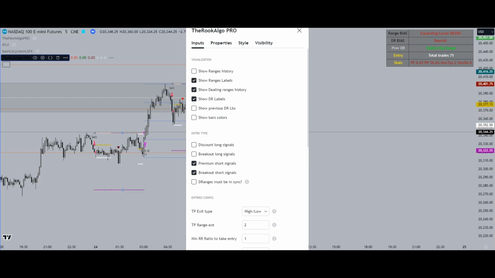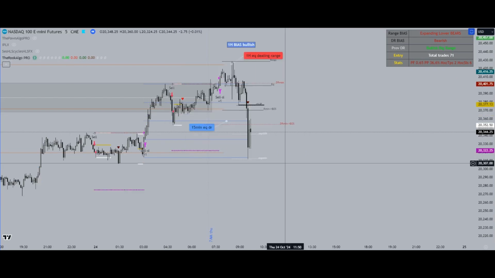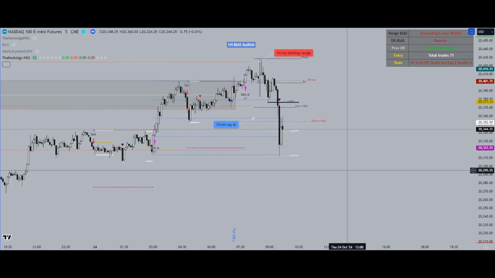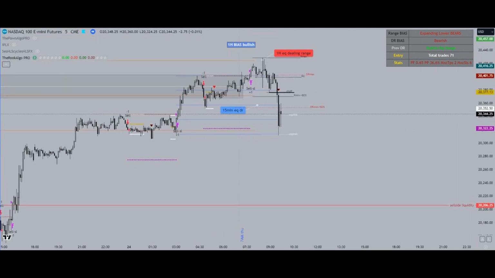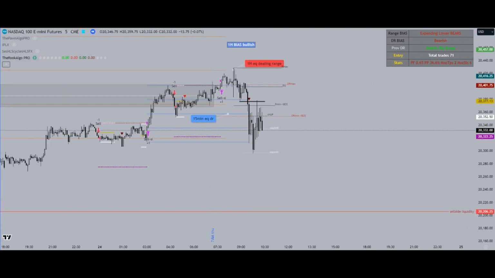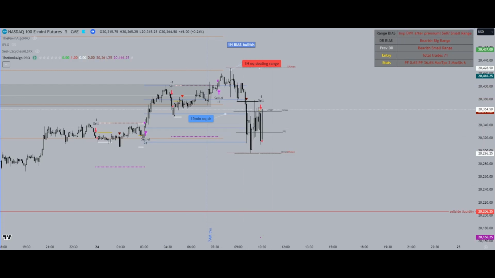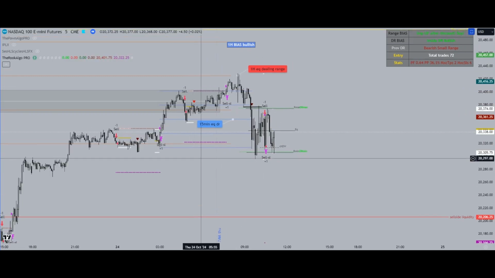Switching for a moment the algo to bearish to see if there are some premium quality entries. Notice we are trying to leave the lower portion of the 1 hour dealing range but it is finding support. Stop here, not very clean price action.